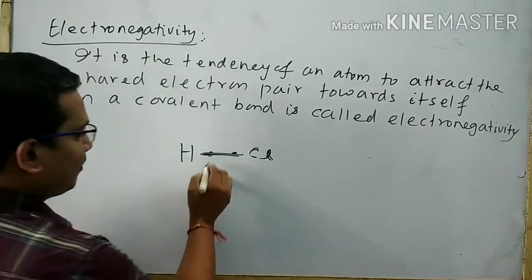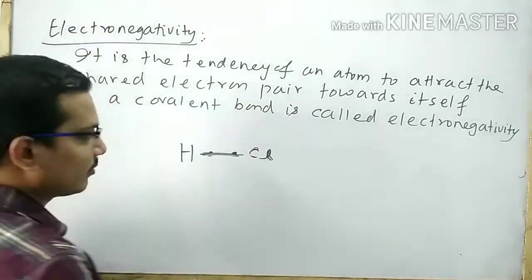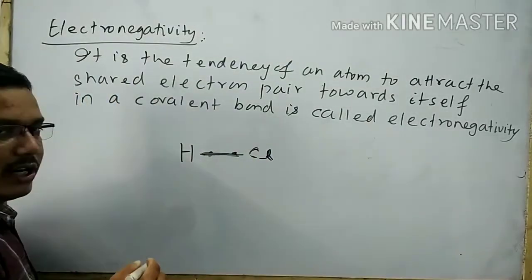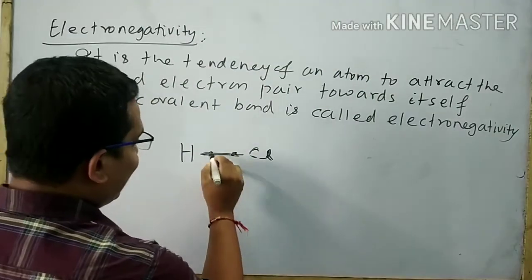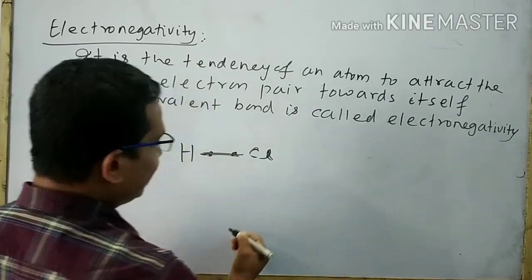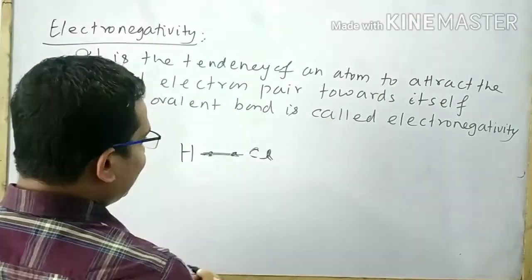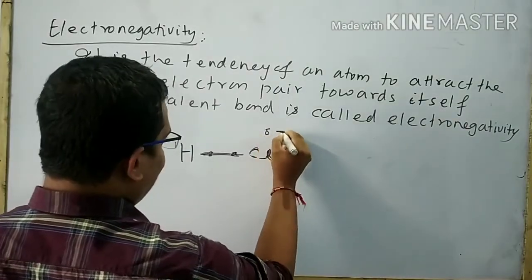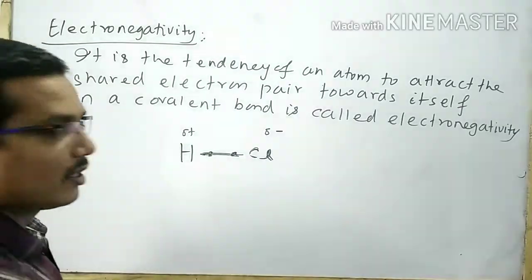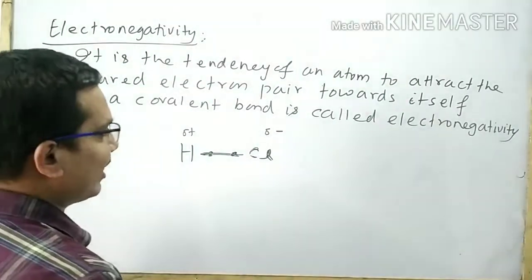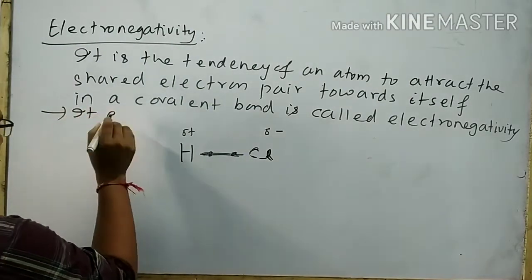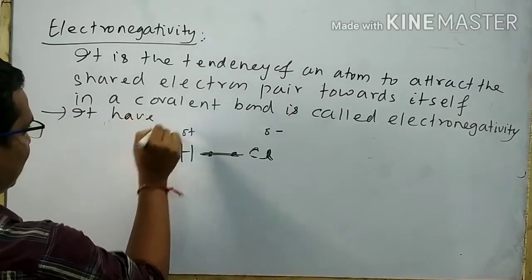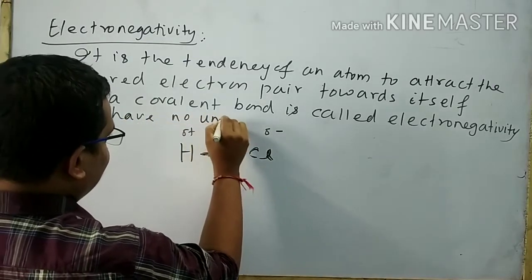This covalent bond is formed between hydrogen and chlorine atom. Chlorine atom has more electronegativity than hydrogen, that means chlorine atom attracts the shared pair of electrons maximum towards itself. As a result, there is a chance of formation of delta minus and delta plus, and that tendency is called electronegativity. Electronegativity has no unit.